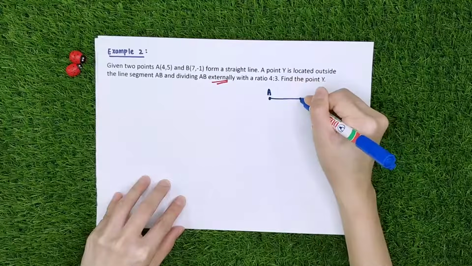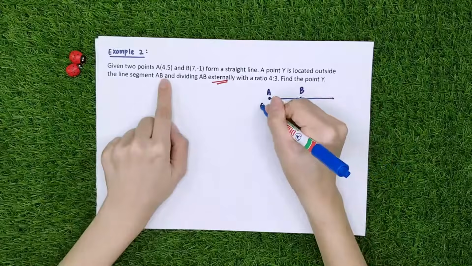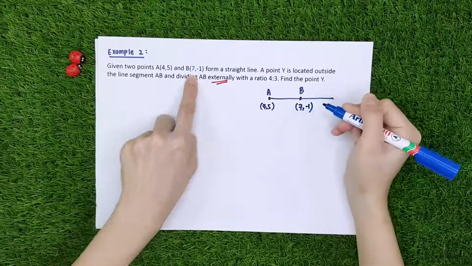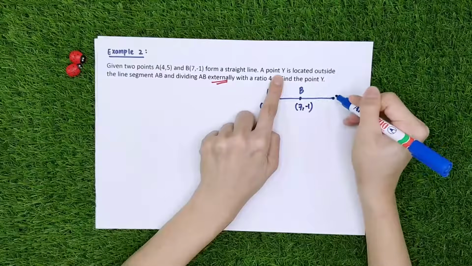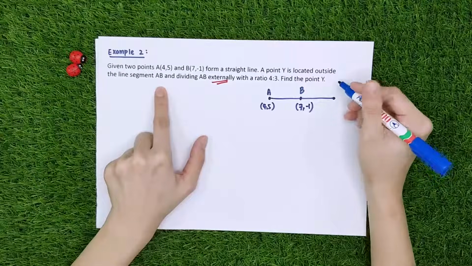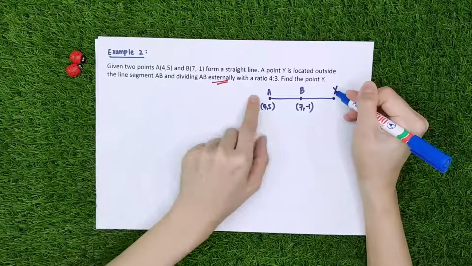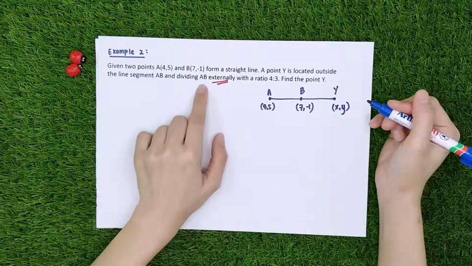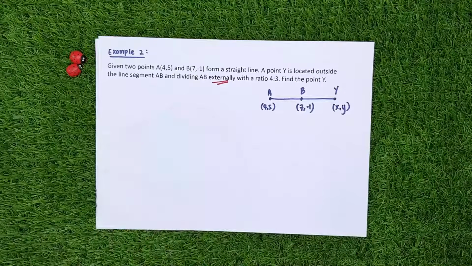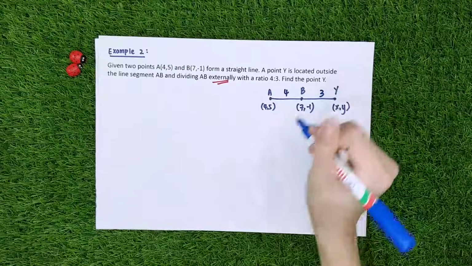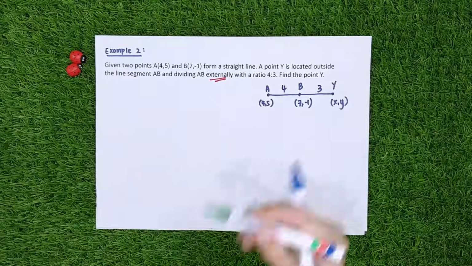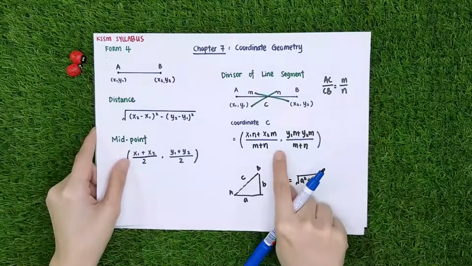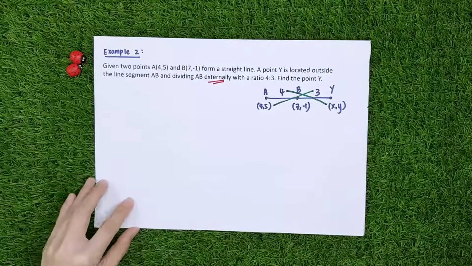This is A, here is B. A is (4, 5). B is (7, -1). Then Y is outside of the line segment AB. So it will be here. Okay, so this is the coordinate Y which I want to find. And it divides the line with the ratio of 4:3. Then I will draw a cross here. I will use this formula to solve the question.